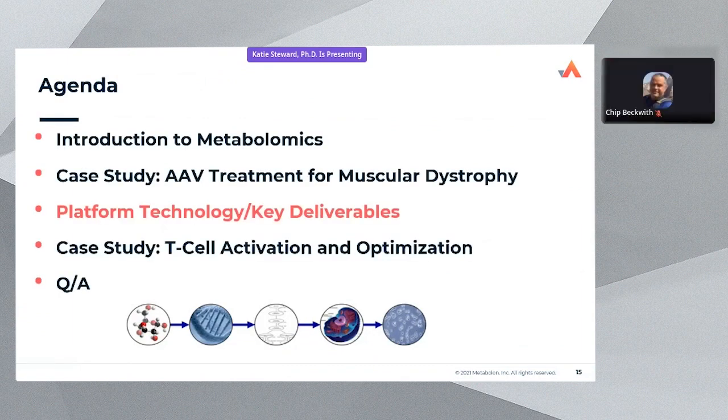I'll just push right along here. We'll talk about the Metabolon platform and key technology deliverables.